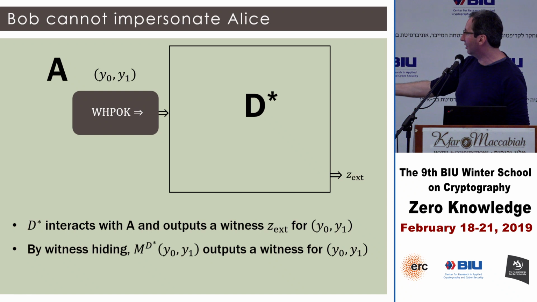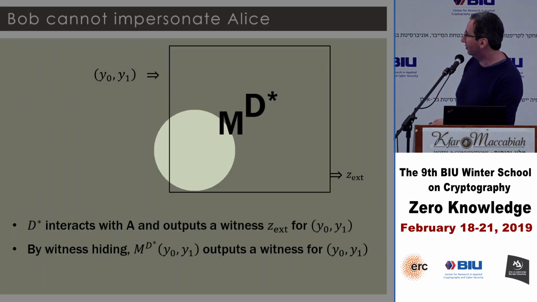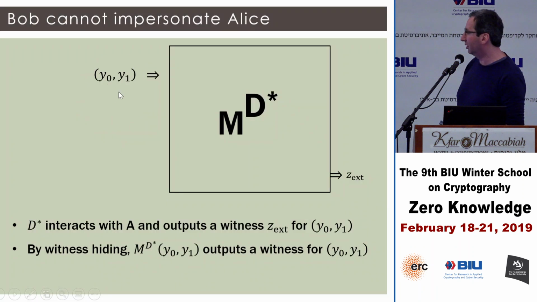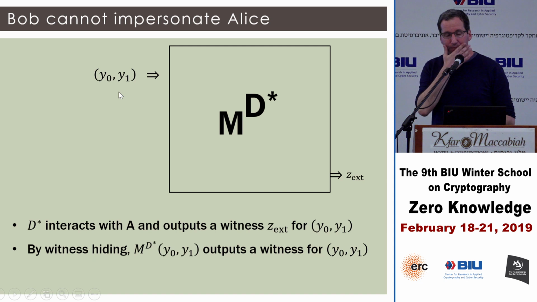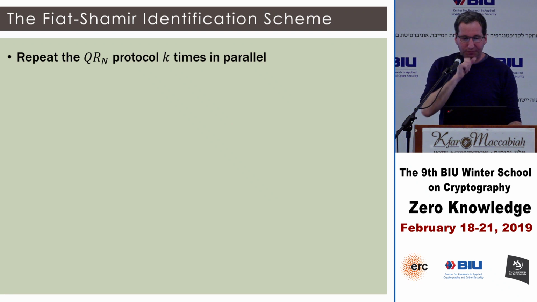So by witness hiding, this machine that we had in the definition outputs a witness for y0, y1, inverting the one-way function. I leave it as an exercise. Okay, so what is this good for?